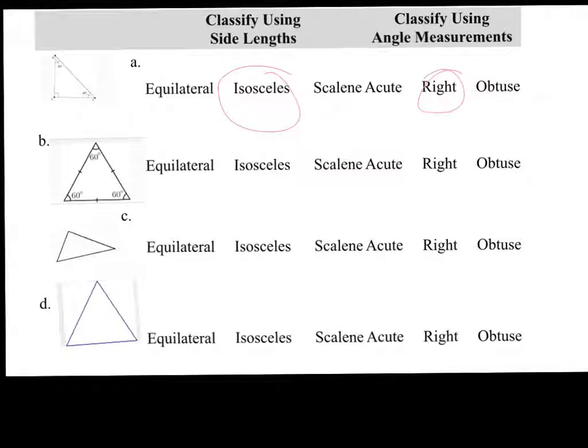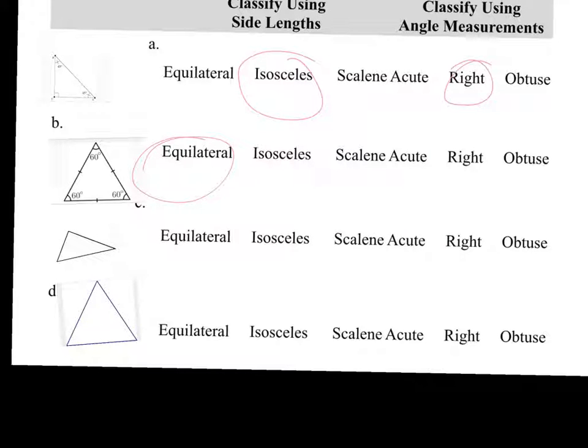What did you get for the next one? If you said equilateral triangle, you'd be correct. What did you get for the next one? If you said that it was scalene and acute, you'd be correct. The reason why is because none of the angles will be equal. None of the sides are equal either.